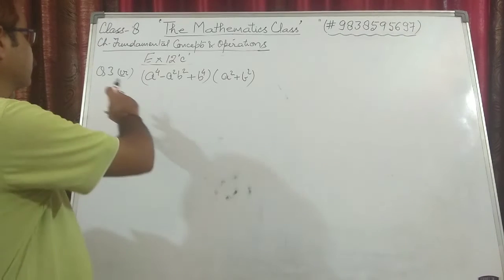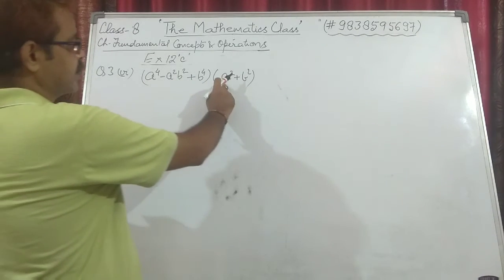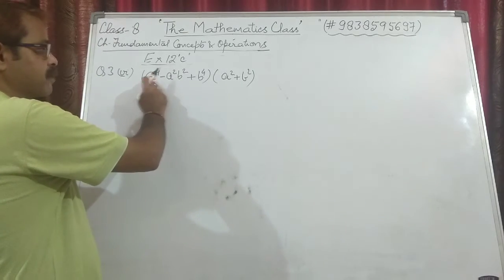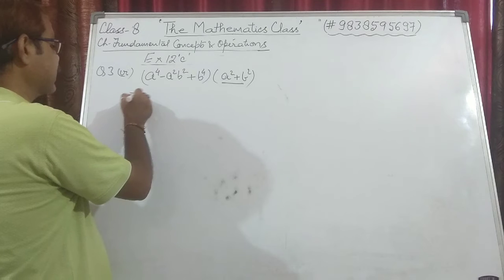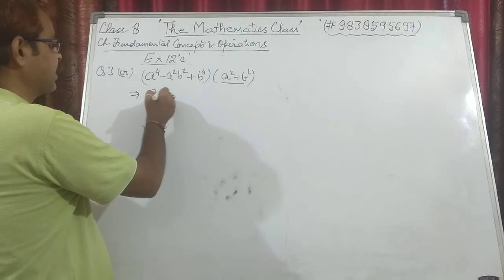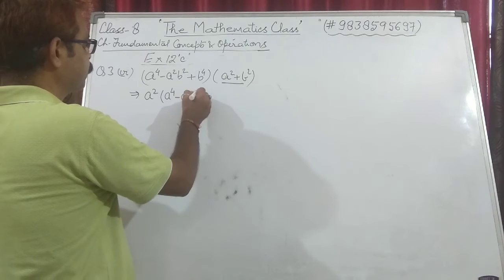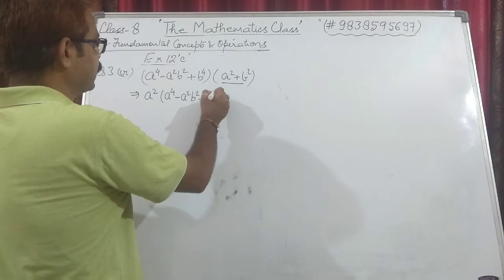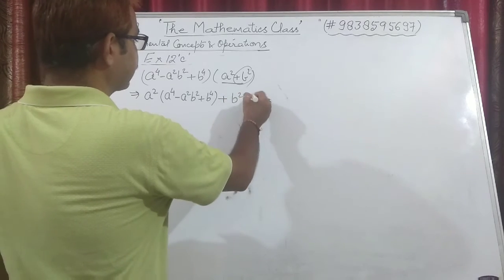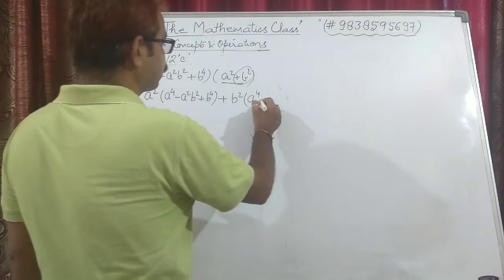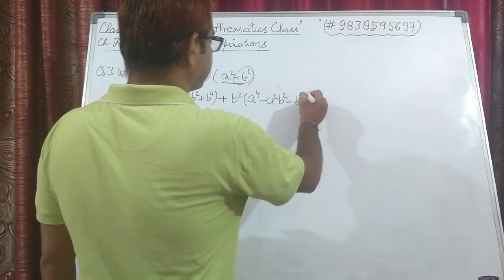Sixth part of question number 3 is a to the power 4 minus a square b square plus b to the power 4, multiplied by a square plus b square. Either you open this bracket or that bracket, but this has only two terms, so it is easy to open. So I am writing a square into the first bracket, that is a to the power 4 minus a square b square plus b to the power 4. Then what is left? Plus b square, again multiplied by the first bracket, a to the power 4 minus a square b square and plus b to the power 4.